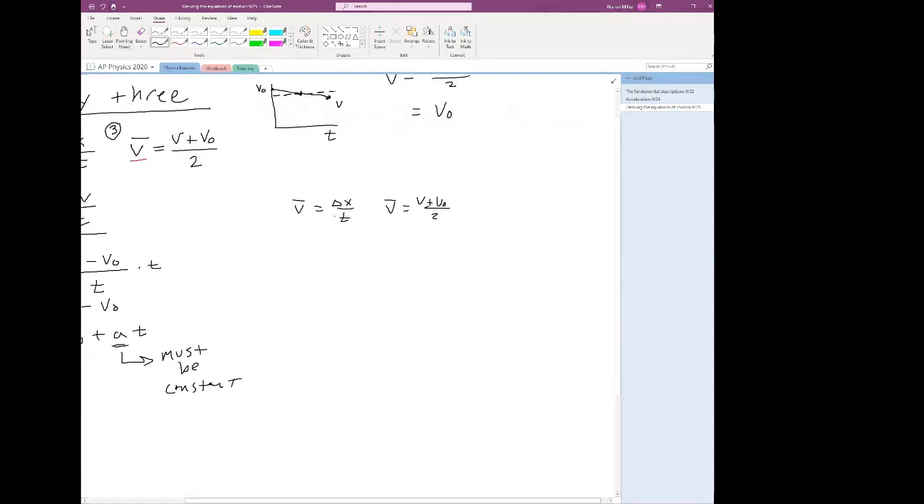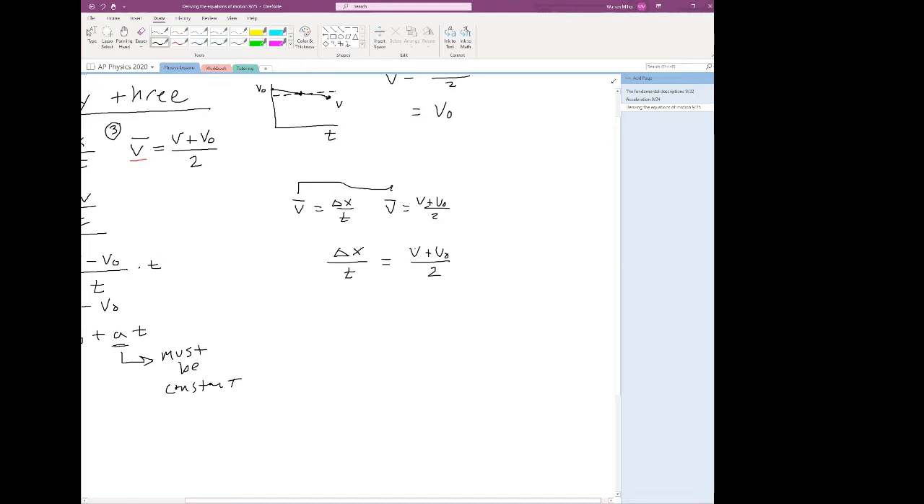And we combine. Now I can set them equal: delta x over t is equal to (v plus v naught) over 2. Since they're both equal to the same thing, you can set them equal to each other. Now we got that. We've got too many variables going on here.